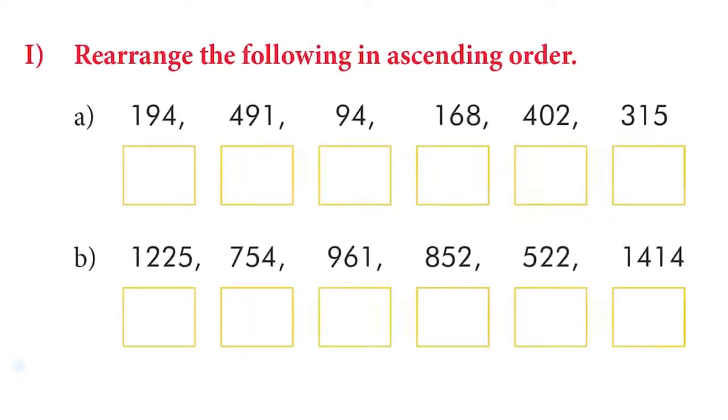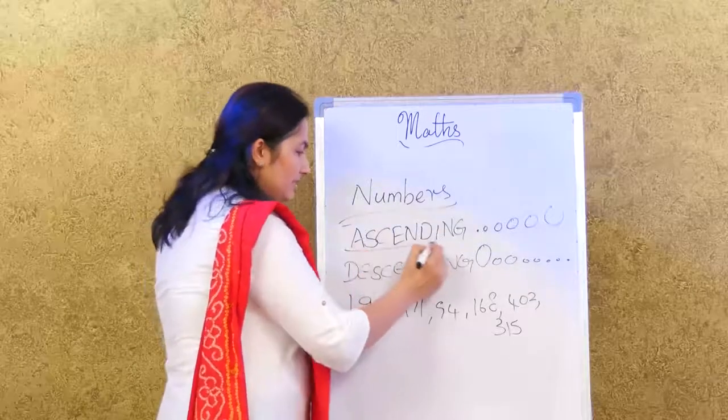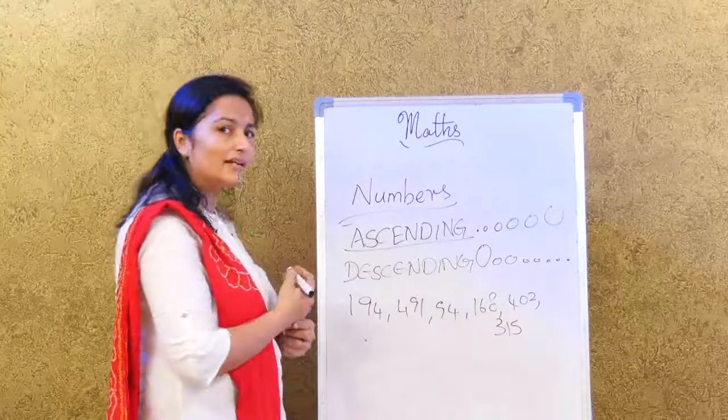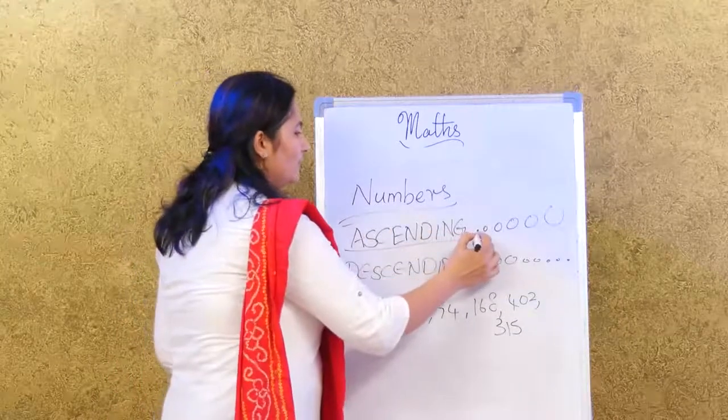Okay. So, let us see what are the examples given here. Page number 64. Rearrange the following in ascending order. The numbers are 90, 194, 491, 94, 168, 402 and 315. So, we have to rearrange them according to ascending order. So, what is ascending order? Again we learn smaller to bigger.